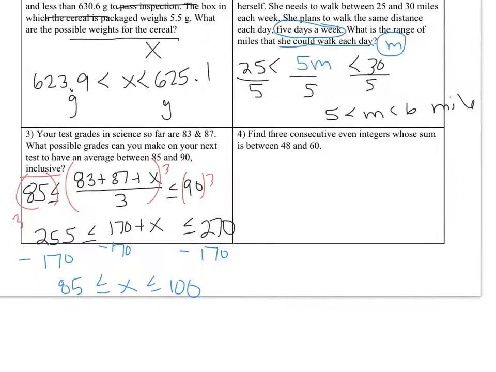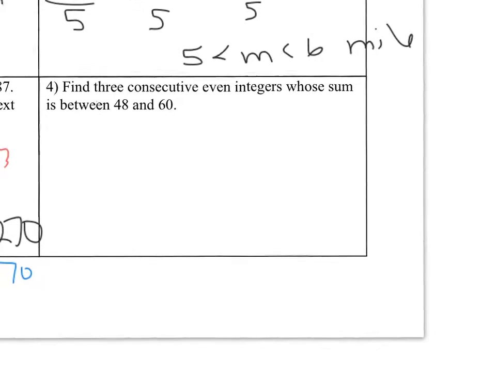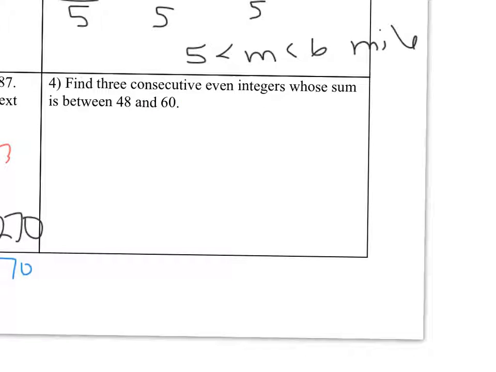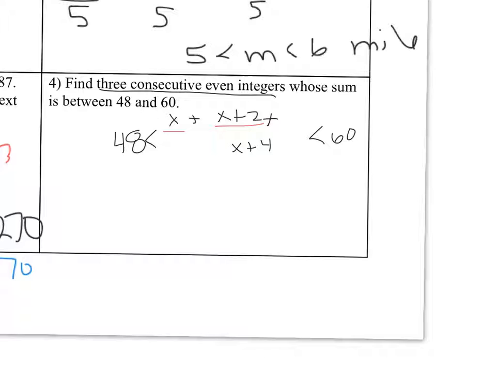Okay, number 4. Find 3 consecutive even integers whose sum is between 48 and 60. So I'm going to put 48 and 60. 3 consecutive even integers. So remember we wrote the sum was your first integer is x. Your next integer is 2 more than that to skip. So it's going to be x plus 2 plus x plus 4. So this represents the first integer, the second integer, the third integer. And they're even because I'm going up by 2.